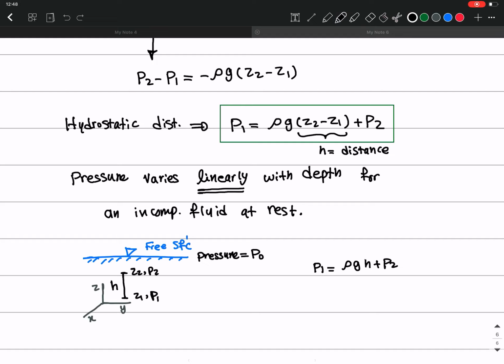And just note that if I rewrite this equation, H is going to be (P1 minus P2) over rho G. So this gives me the distance between these two. If I have the pressures, I can estimate the vertical distance between the two, and this is called pressure head.